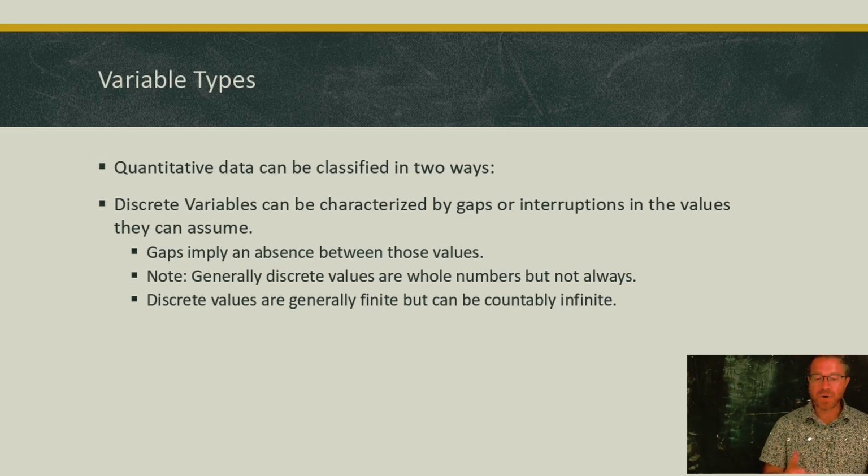Same thing with people, right? If I'm saying how many students are in my class this summer, well, the answer could be 35, it could be 72, it could be 74, it could be 976. But in the end, I can't have partial people. It is either one person or it is two people, or it is three people, or it is four people. So these gaps imply an absence between the values.